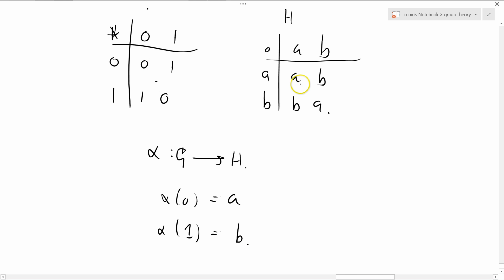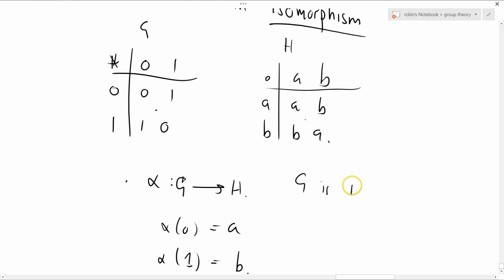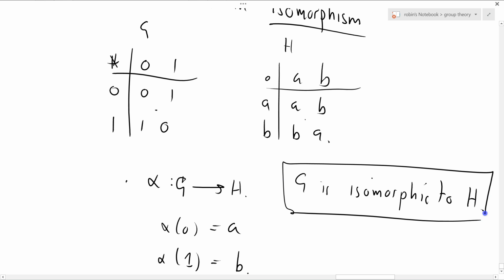These two groups here are not the same. They are not the same group because they've not got the same set. This is 0 and 1 and that's A and B. But they are the same by virtue of alpha being an isomorphism. So you say that G is isomorphic to H. They are the same group really, I've just written them differently, and you express that notation by saying that the groups are isomorphic to one another.